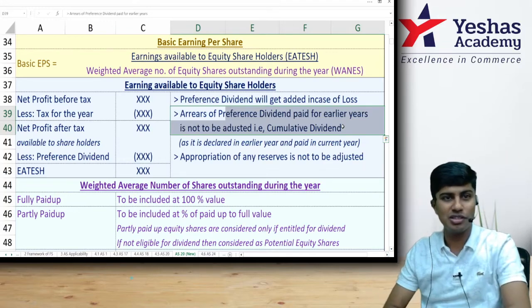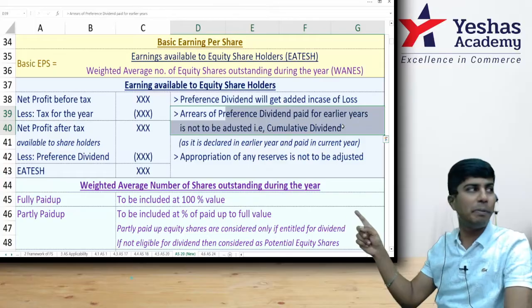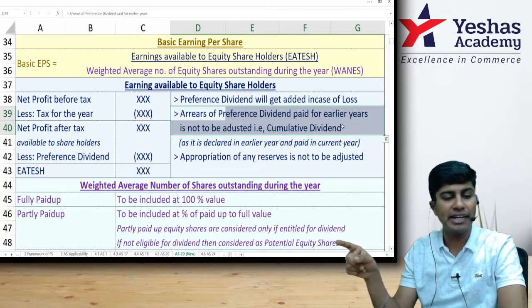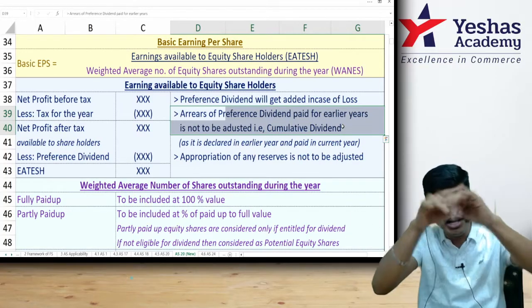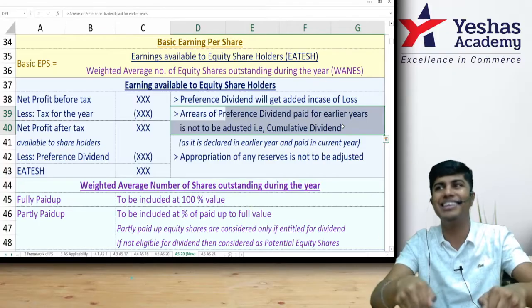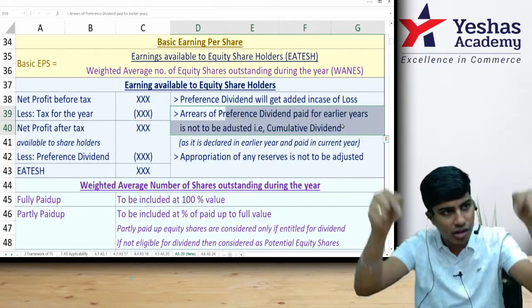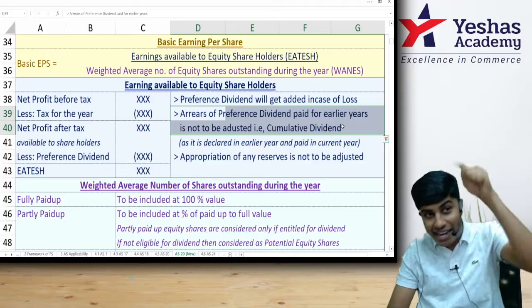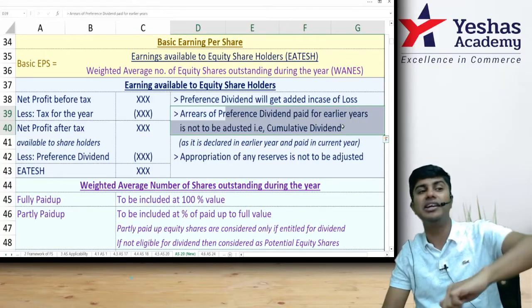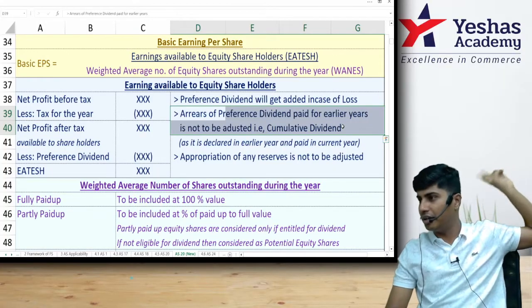We have done questions on this. So arrears of preference dividend paid for earlier years should not be deducted again; only 1 year is deducted. Cumulative dividend will not be deducted. Only the current year dividend will be deducted in computation of current year EPS, not the dividend merely paid in the current year. Those accumulated arrears of dividends are not deducted.